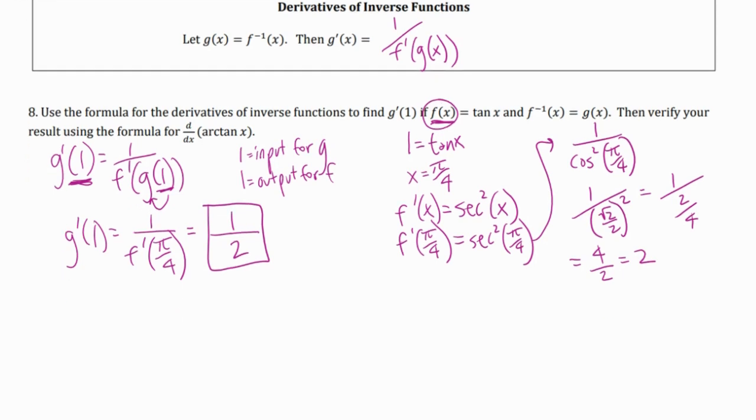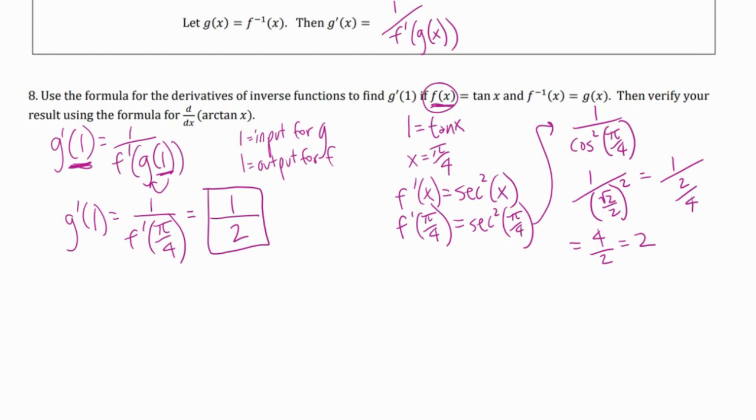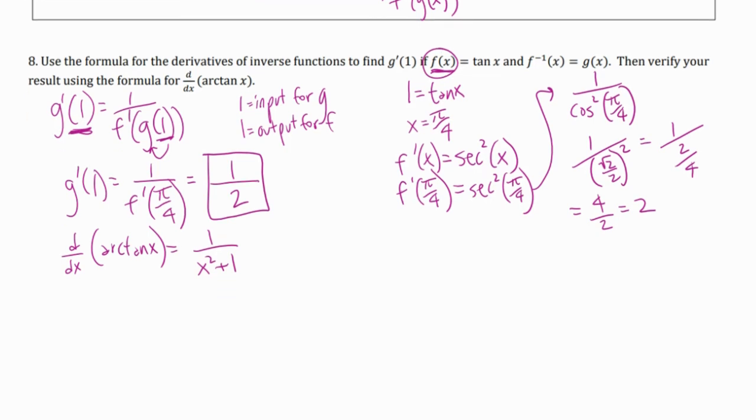Now we are going to verify using the derivative of arctan. So we know that the derivative of arctan is 1 over x squared plus 1. Because the t in tan looks like a plus sign, remember? And then it's 1 and x squared. Okay, so the derivative of arctan at x equals 1 is just going to be 1 over 1 plus 1, which is 1 over 2. So it checks out.